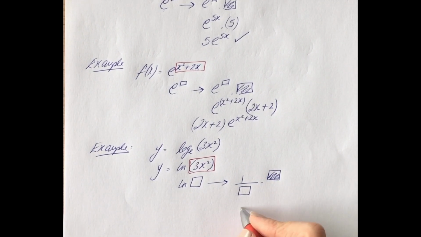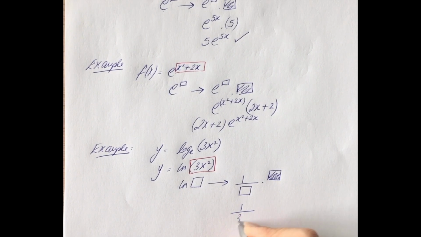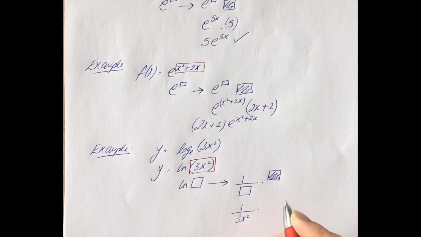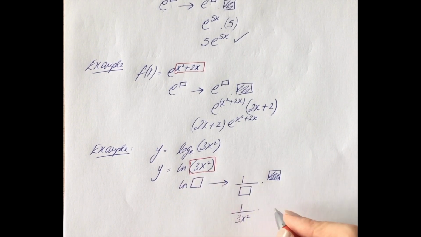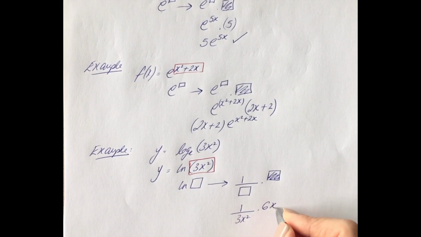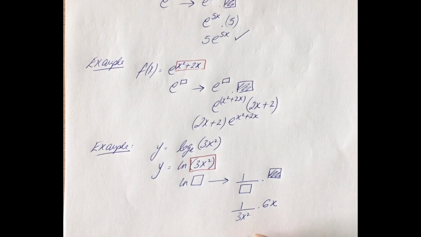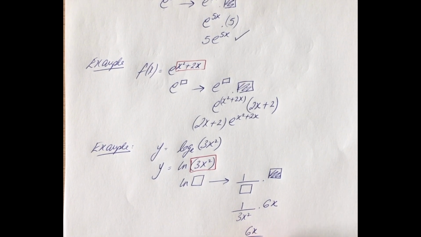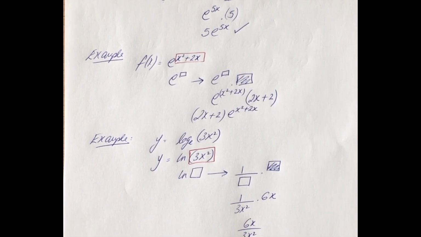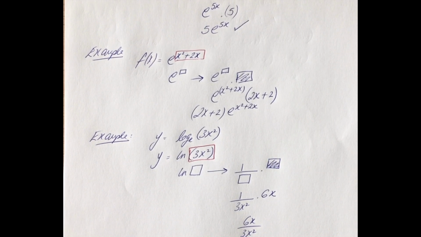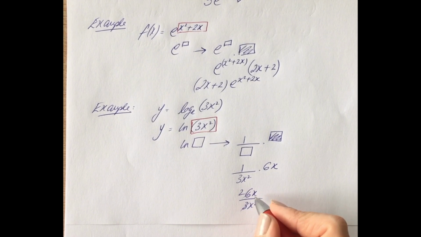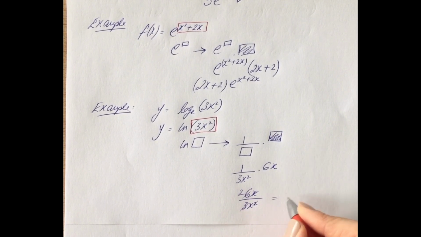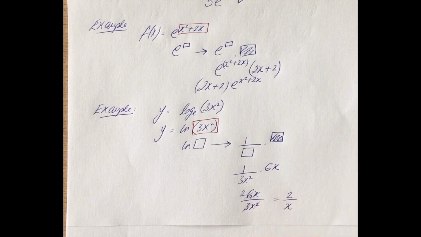So that becomes 1 over 3x squared times, differentiating now 3x squared, bring down the power, take 1 away, and we get 6x. So that gives you 6x on the top over 3x squared on the bottom. And of course we can tidy that up. 3 goes into 6 twice, and x will cancel out one of the x's on the bottom. So we're left with 2 over x.